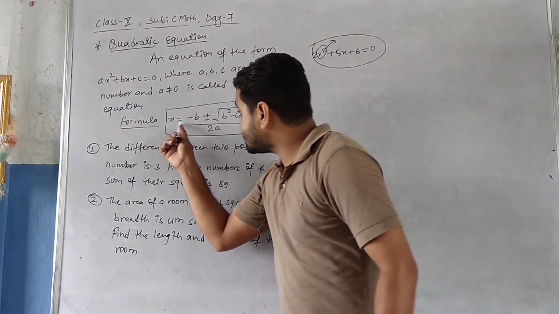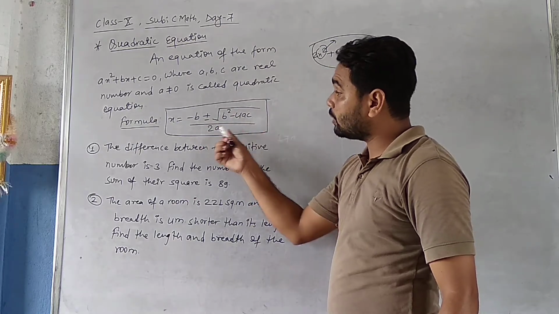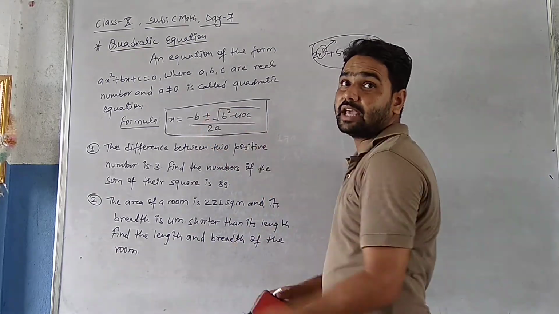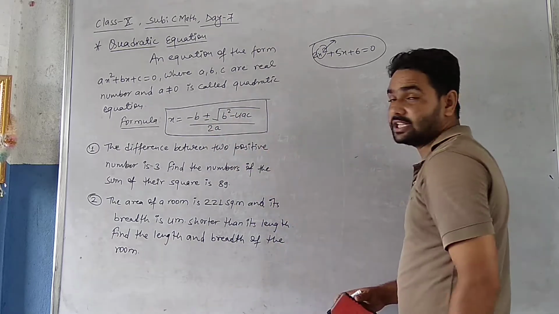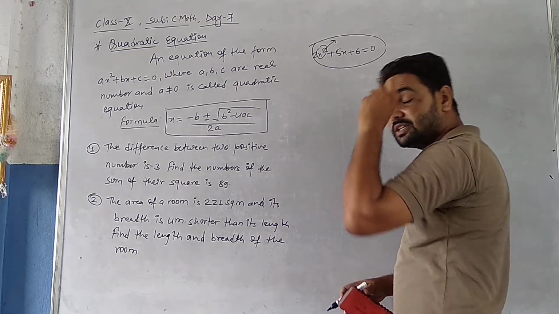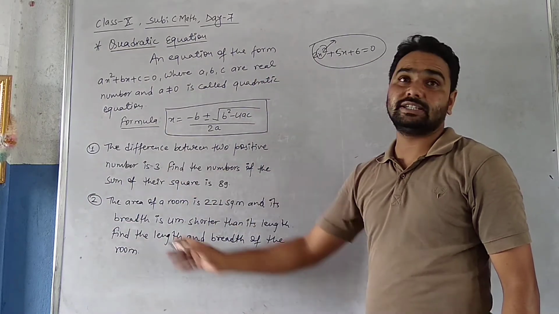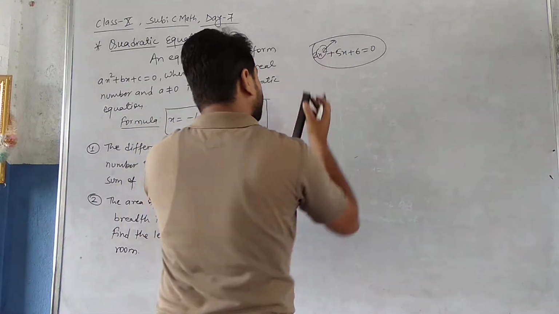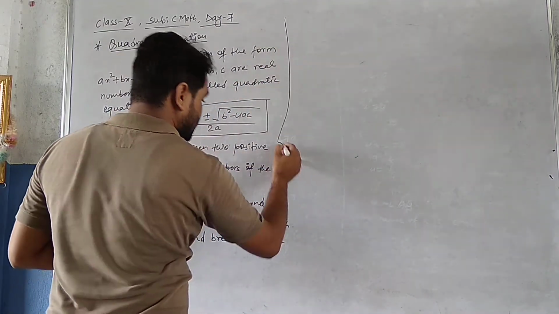Look here: x equals to minus b plus minus root b square minus 4ac whole upon 2a. This plus minus means that one time we have to take the positive sign, and next time the negative sign, and this gives the two values. On the basis of this formula, and also factorization, we are going to solve these two questions, which I have already written on this whiteboard. First we are going to make the equation from these two questions. So let's solve them.